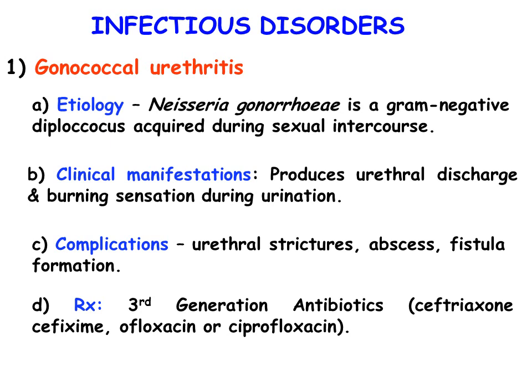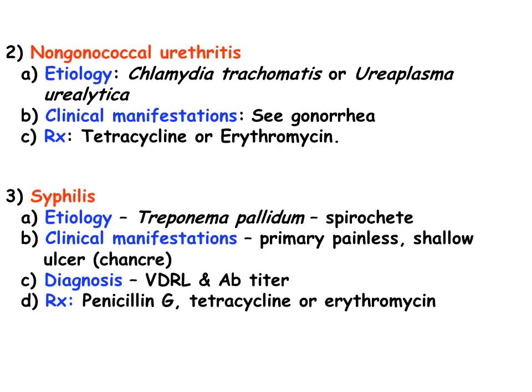Treatment, because the organism has become a bit antibiotic resistant, is, of course, the third generation antibiotics. There's also a non-gonococcal urethritis, of course, caused by other organisms, including the most common, Chlamydia trachomatis or Ureaplasma urealyticum. Clinical manifestations: see gonorrhea, and treatment for those is usually tetracycline or erythromycin.